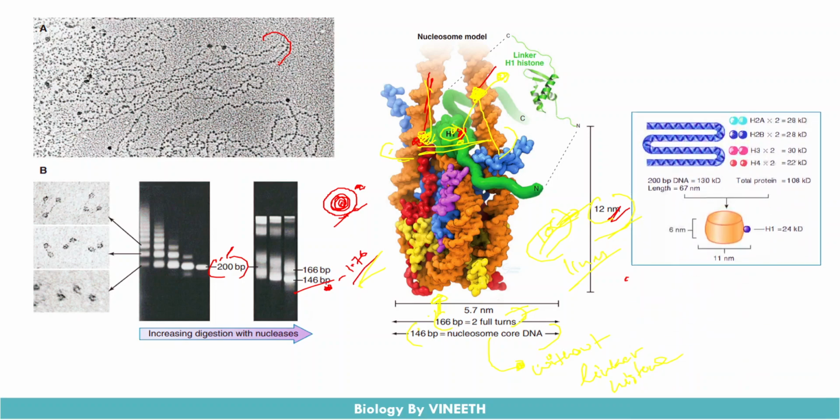If you look at the molecular weights of the histone proteins and the DNA sequences, 200 base pairs of DNA weighs approximately 130 kilodaltons. The total proteins, the histone octamer or core nucleosome, have a molecular weight around 108 kilodaltons, and the linker histone weighs about 24 kilodaltons. Together, it will be 132 kilodaltons. So this 132 kilodalton weight of proteins and 130 kilodalton weight of DNA are almost equal.